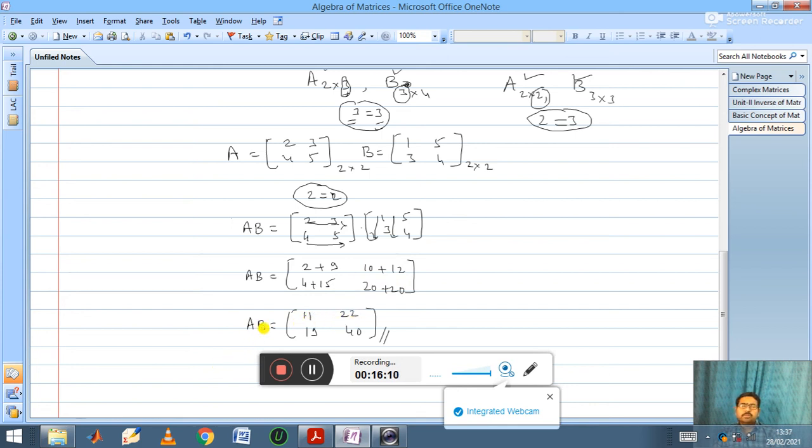So this is about the algebra of matrices. In this class we learned that algebra means addition of matrices, difference of matrices, matrix multiplication by a scalar, and multiplication of matrices.